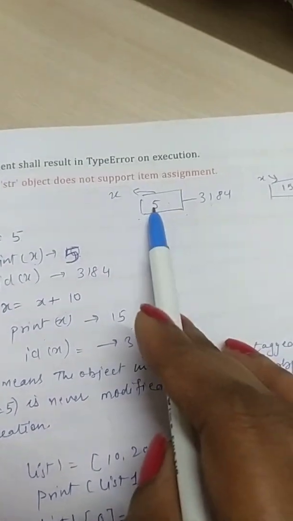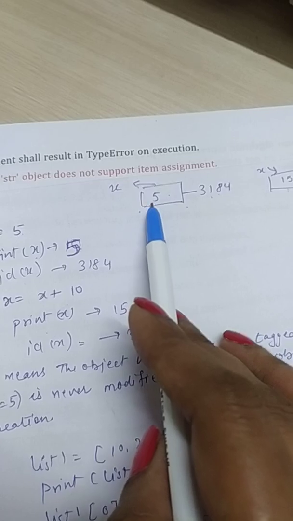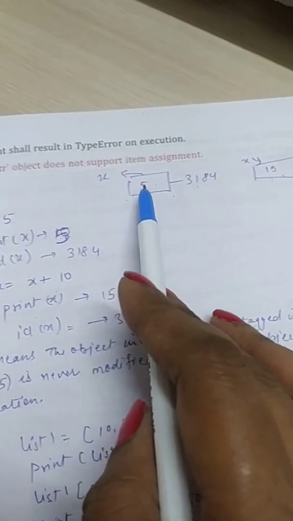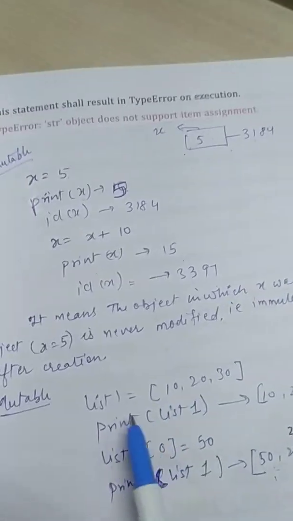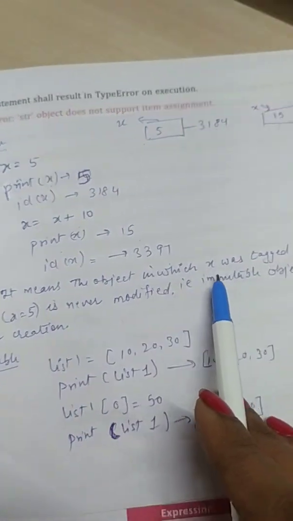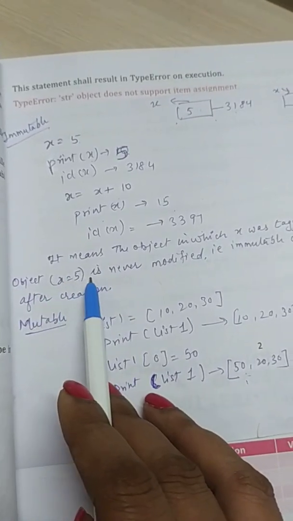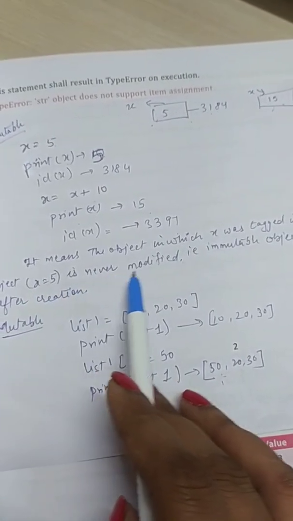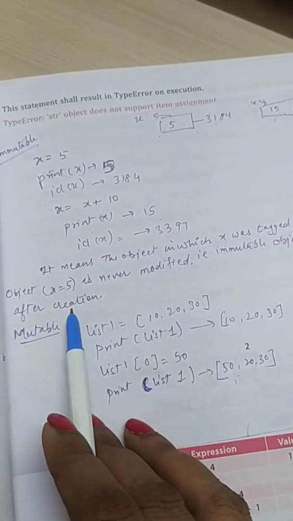So this object has not been changed. This is immutable, because it has not been changed. Instead, a new memory location is assigned, right? So it means x was tagged to a different object, and the object x equals 5 is never changed. That is immutable. Objects do not allow change after they are created.